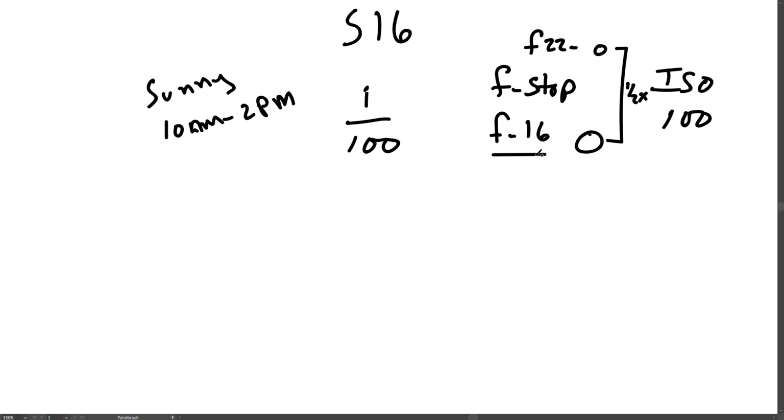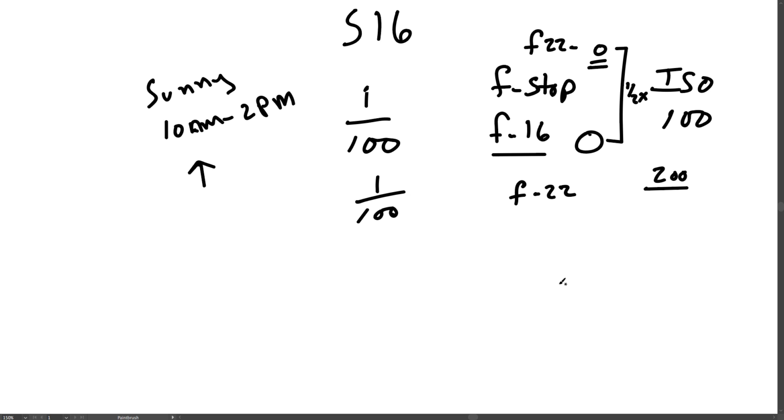So one thing we could do is we could increase the ISO to 200, and that would make the sensor twice as sensitive, so it would require half as much light. So if you had an ISO of 200, an f-stop of f22, a shutter speed of 1/100, and a sunny sky between 10 and 2, we will still be properly exposed, but we will have a greater depth of field at f22. So more of the scene will be in focus.